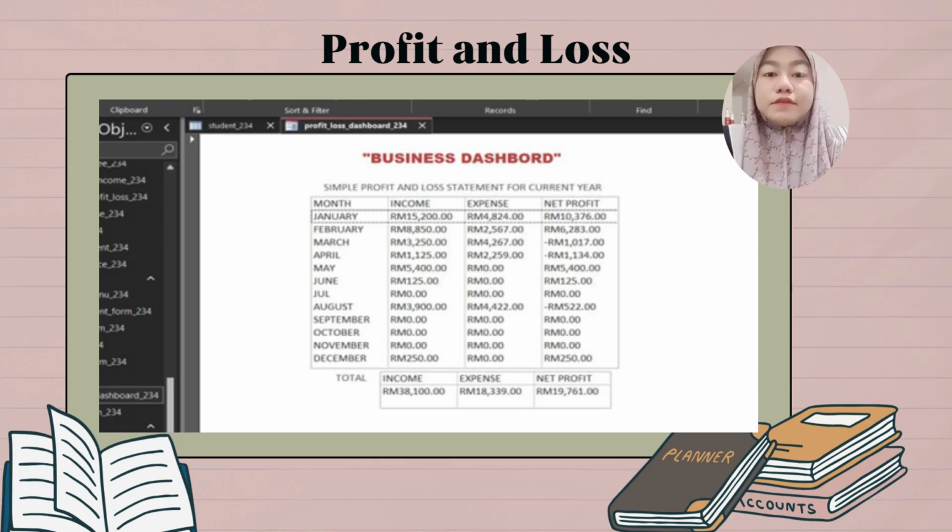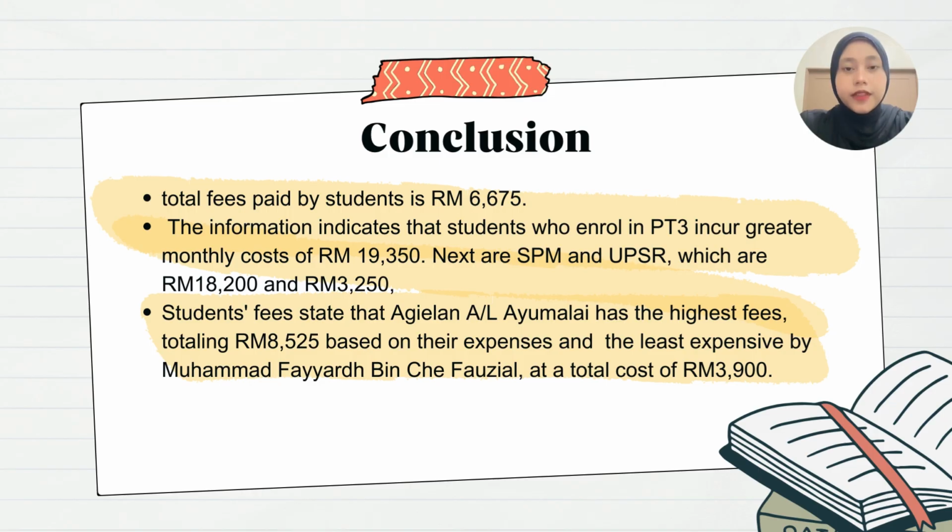90,761 ringgit Malaysia. To conclude, total fees paid by students is RM 6,675. The information indicates that students who enroll in PT3 incur a greater cost of RM 19,350. Next are SPM and UPSR, which are RM 18,200 and RM 3,250 respectively.